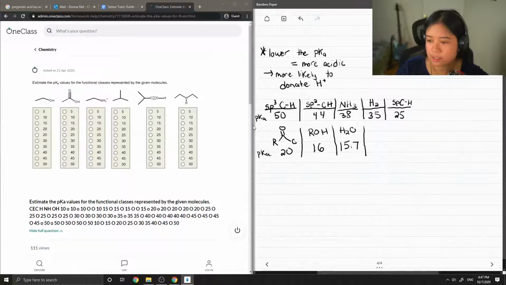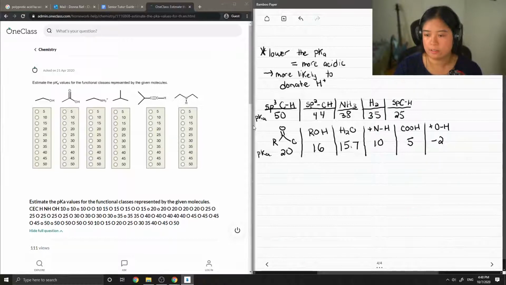So you can find these kinds of tables online. Sometimes they're given to you in the question. For protonated amines, it's around 10. Carboxylic acid groups, it's around 5. So you can see that the functional groups tend to be more acidic now. Positive OH group, it's the most acidic, and it has a pKa of 2.